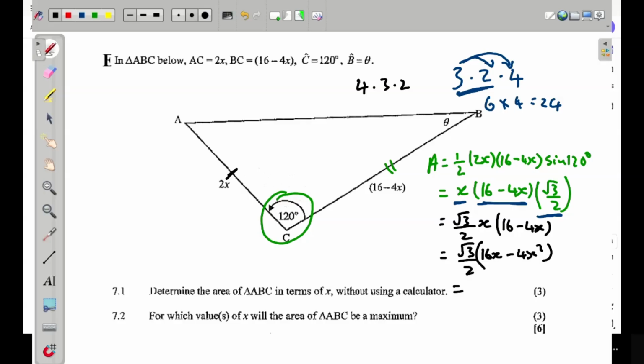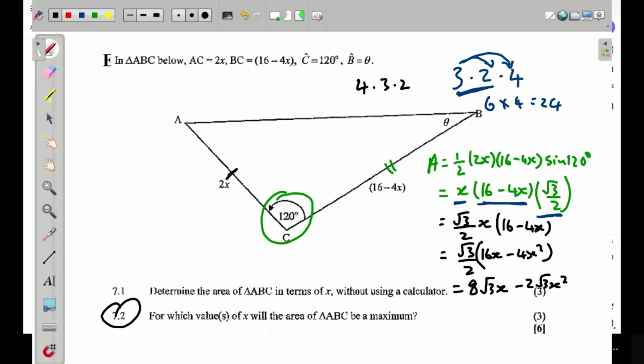Now, finally, when I multiply the square root of 3 over 2, which I have said you could have done, I want you to note that you will now get 8 square root 3x minus 2 square root 3x squared, okay? And yeah, that's the area in terms of x. So if you look at the follow-up question, matrix, this is your calculus, for which values of x will the area of ABC be maximum?